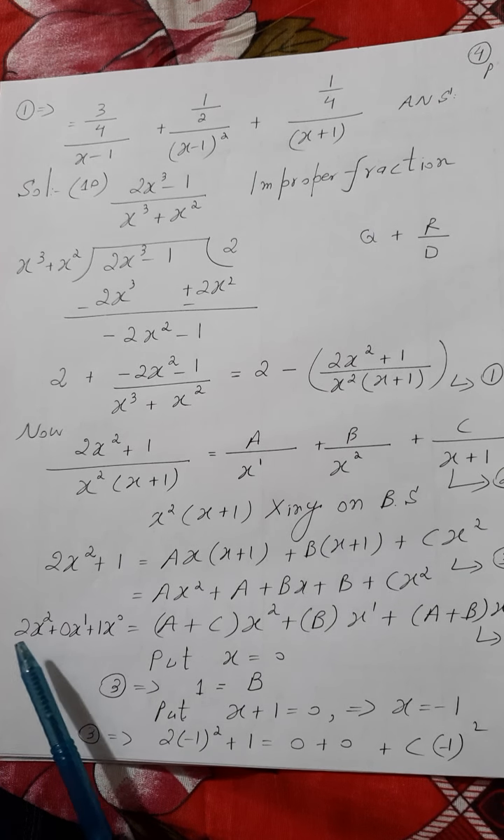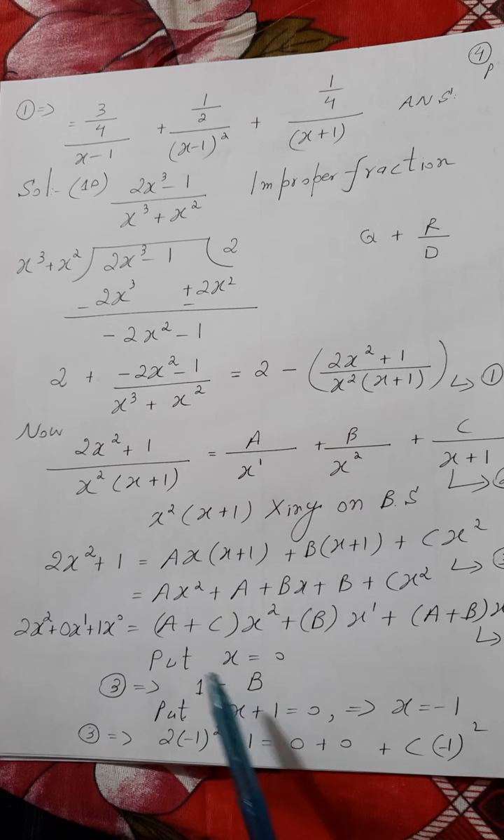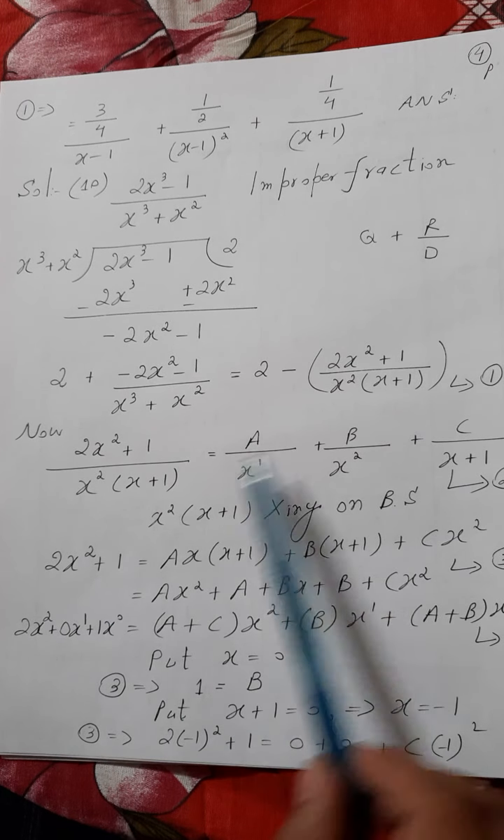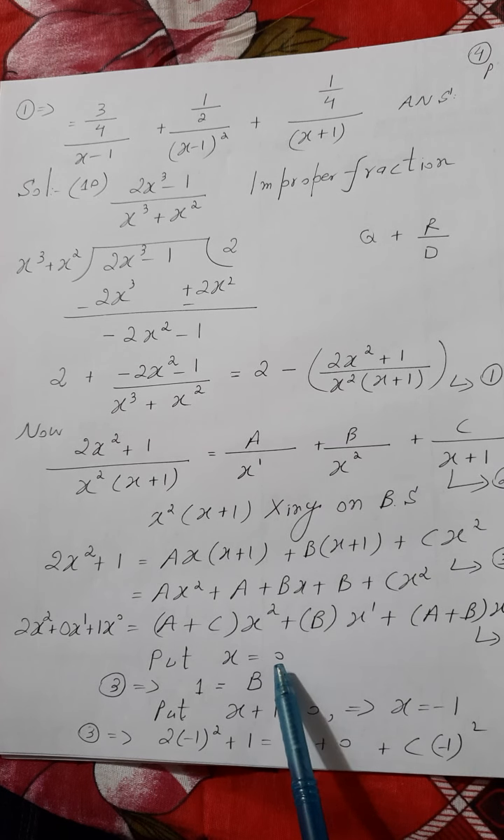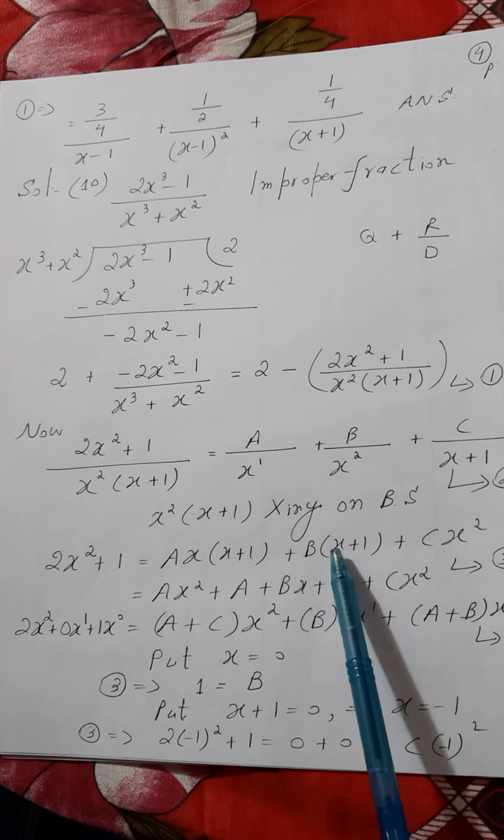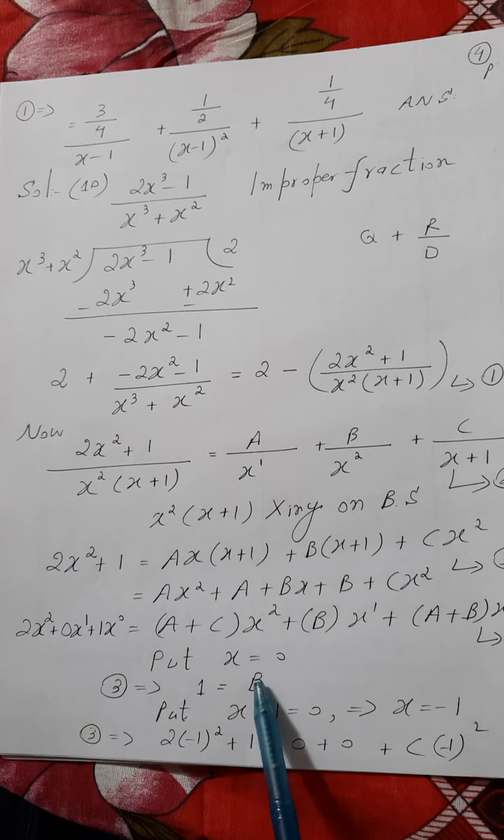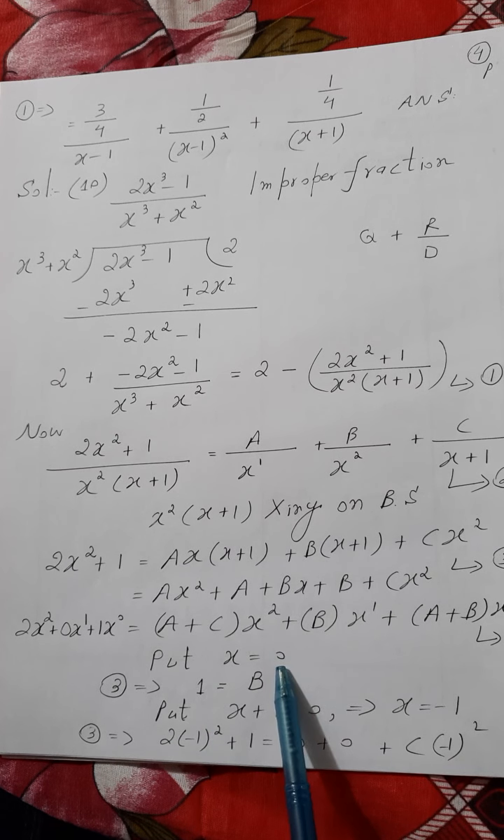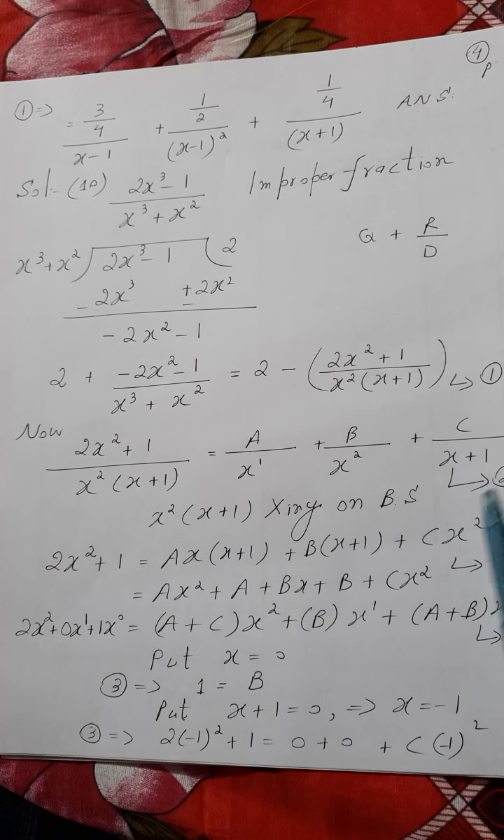The coefficient of x square is 2, the coefficient of x is 0, and the coefficient of the constant, x power 0, is 1. So to find the values of a, b, c, put x is equal to 0 in equation number 3. Because 2 into 0 is 0, after simplification b is equal to 1. For the second factor, put x plus 1 equal to 0, so x is minus 1.